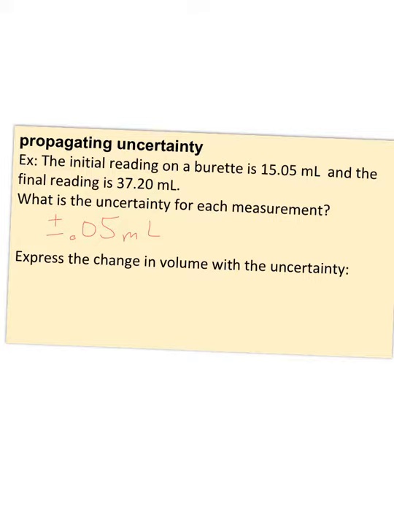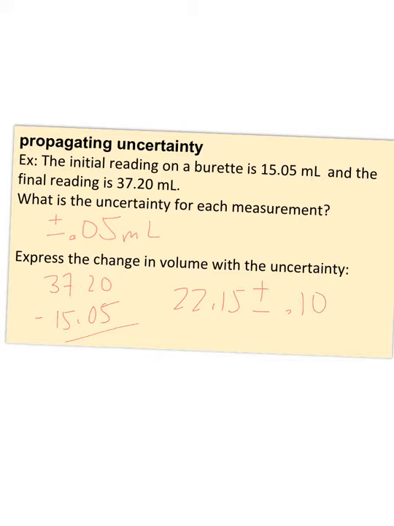When I go ahead and take 37.20 and I subtract the 15.05, I get a difference of 22.15. And now my uncertainty is plus or minus 0.10 because I have to add the uncertainty associated with each measurement, which was 0.05. And I express this as 0.10, not just 0.1, because I need to hang on to my sig figs.